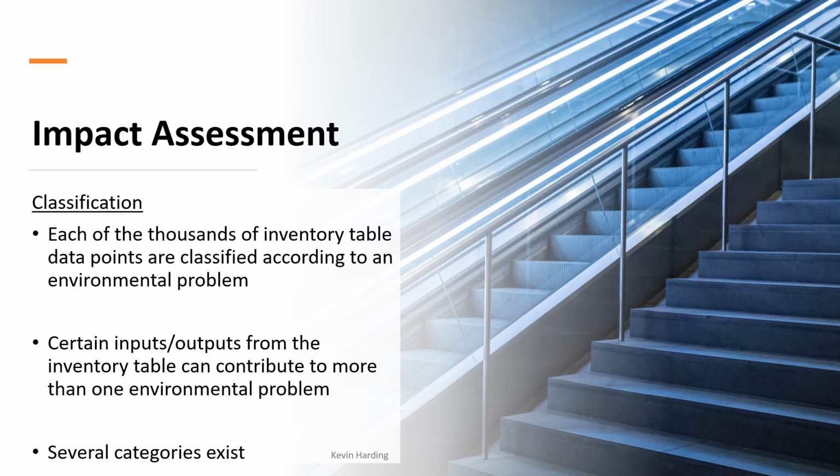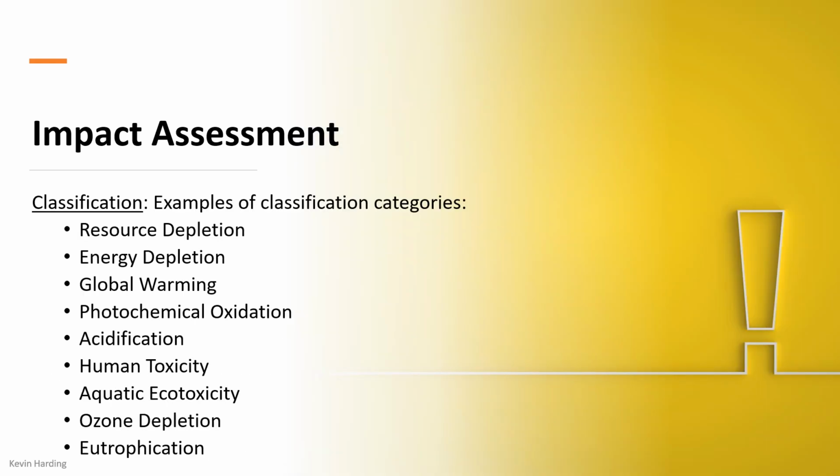So I've already mentioned that several categories exist. But if we look at some of the examples, so these aren't all of them. There's resource depletion, energy depletion, global warming. So as I said, global warming in an LCA context is effectively a carbon footprint if you do it by the IPCC method that we're going to do on the next slide. Photochemical oxidation, acidification, toxicity, ecotoxicity, and eutrophication.